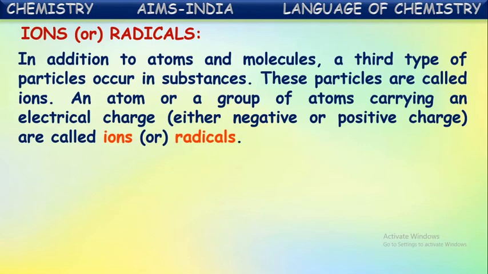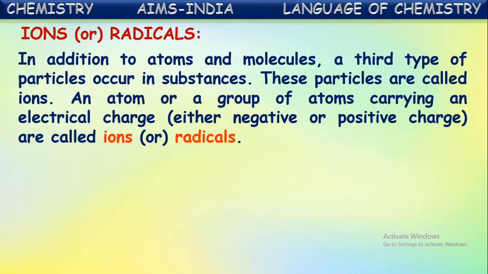In addition to atoms and molecules, a third type of particles occur in substances. Yes, as we have studied about atoms and molecules earlier, along with these, a third type of particles also exist in the substances. These particles are called ions. So actually, an atom or a group of atoms carrying an electric charge are called ions or radicals.